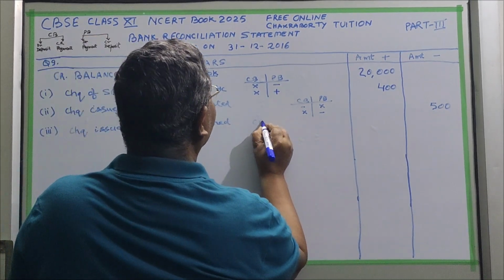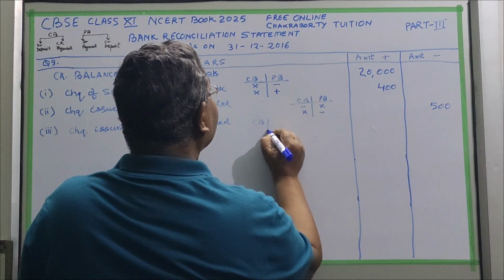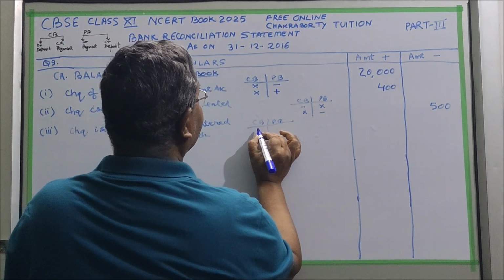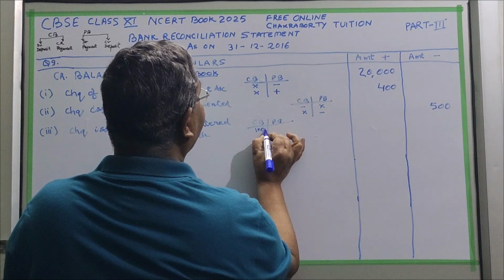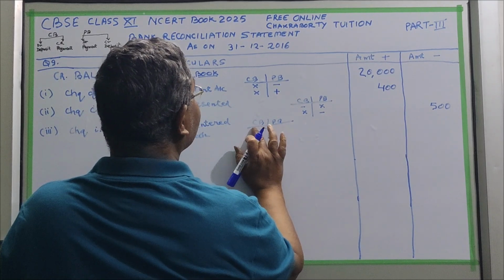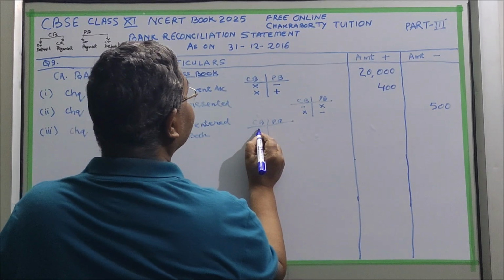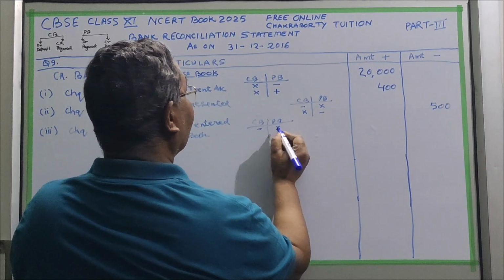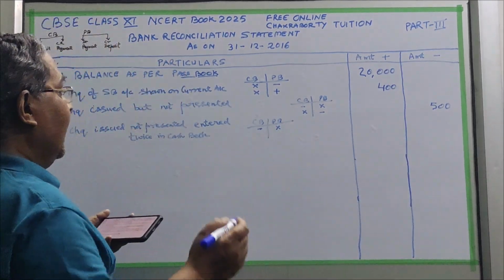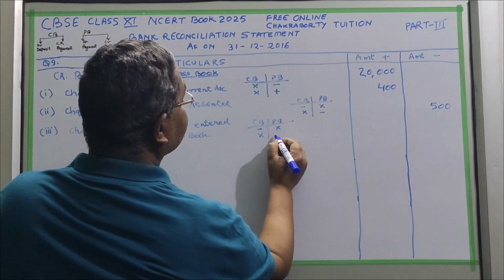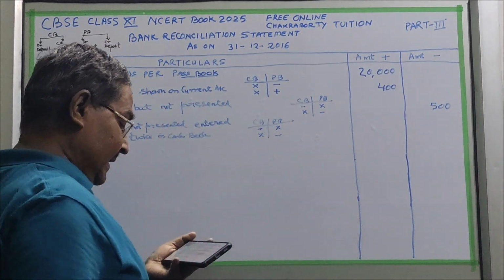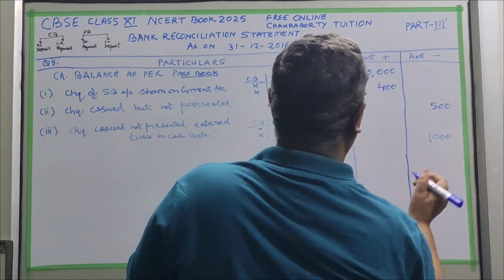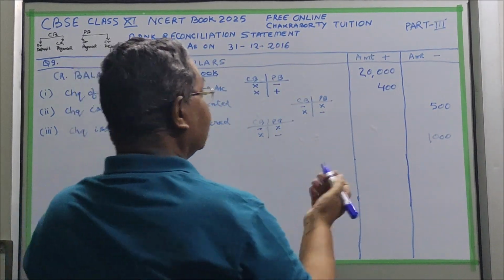So the position: cash book is here and passbook is also here. Cash book entered twice means they have reduced the balance 2 times. So the cash book has made a minus entry. In the passbook nothing was done because the check was not presented to the bank. In the cash book we cannot suggest anything, so in the passbook we suggest a minus. So here the minus will be of 1,000, double. Okay, now this is over.